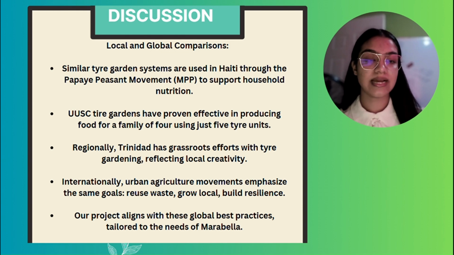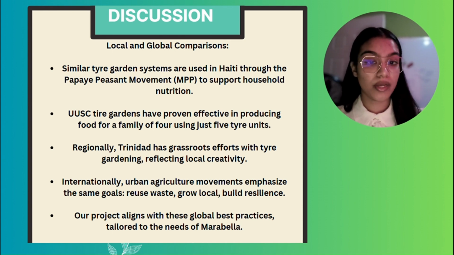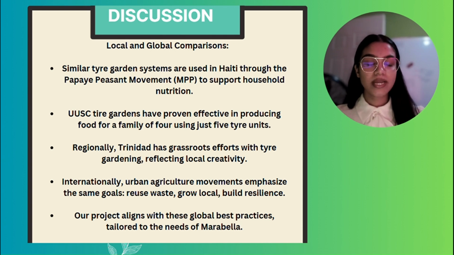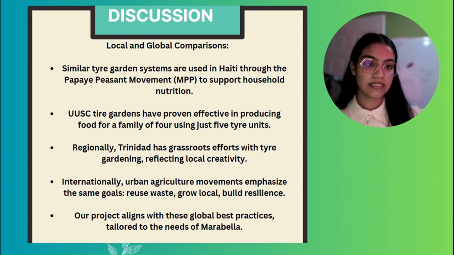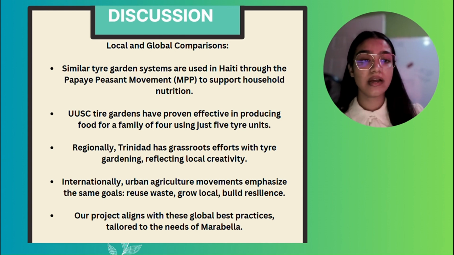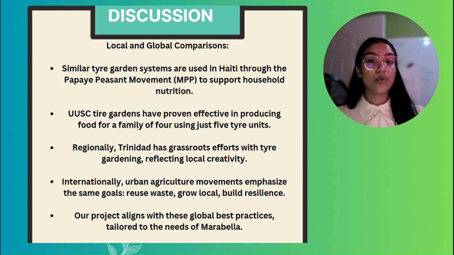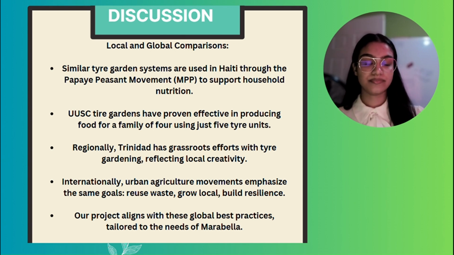While AgroBox was designed specifically for the Marabella community, it's part of a much larger global movement towards sustainable urban agriculture. One strong example comes from Haiti, where the Papaye Peasant Movement, or MPP, has been using similar tire gardens to help families grow their own food. Their 5 tire planters are enough to feed a family of 4 for an entire year. They've shown that with just soil, compost, and reused tires, communities can become more food secure, even in difficult conditions.